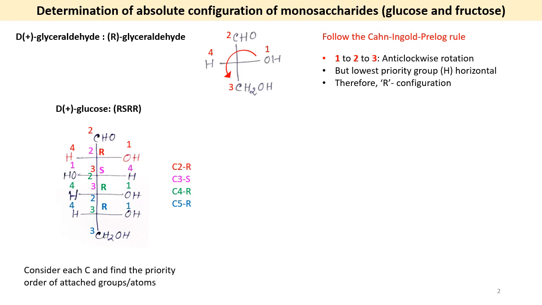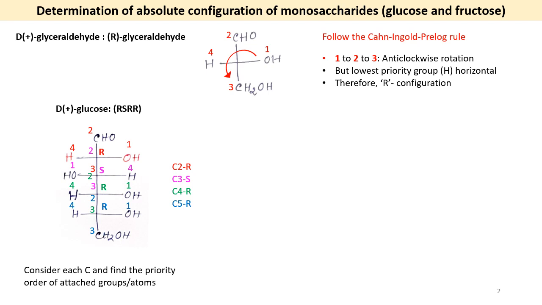And in case of C3, OH was at the left hand side, so it doesn't have R configuration, it is S. So it is also matching with the relative orientation of OH group, but the configuration we are looking at in this case of glucose, we are looking at the different substituents and we can determine whether it is R or S, but it is an advantage that it is also matching with the glyceraldehyde.